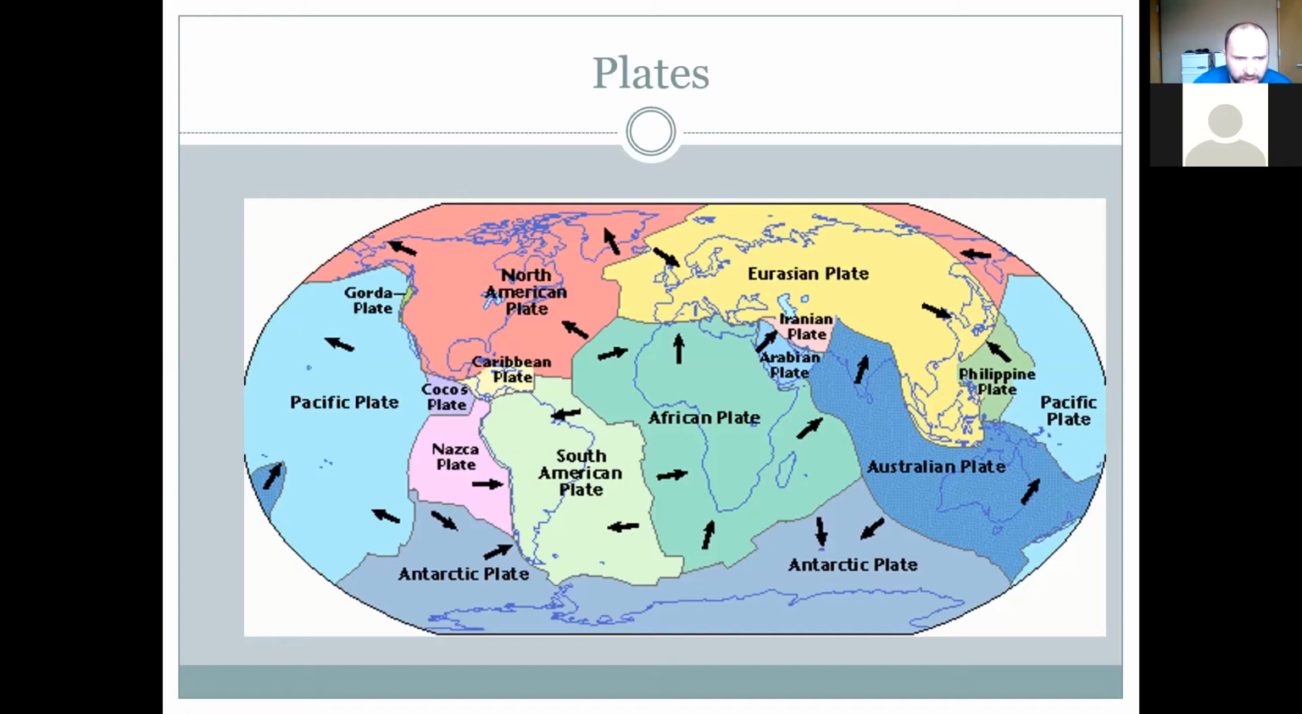And then I mentioned the transform boundary up here in California. It doesn't have the arrows, but again, you have one plate that's sliding past another plate and kind of ripping that Earth apart slowly over time, right?